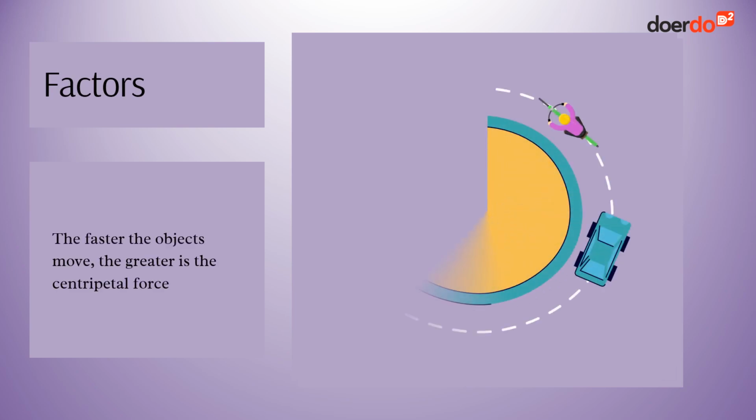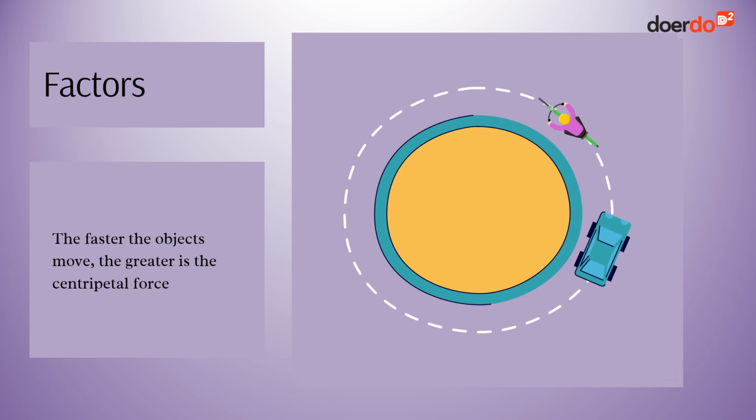So next, the faster the object is, the greater the centripetal force is. Okay, so you see, they are moving in this direction at the speed of v, your velocity, right?